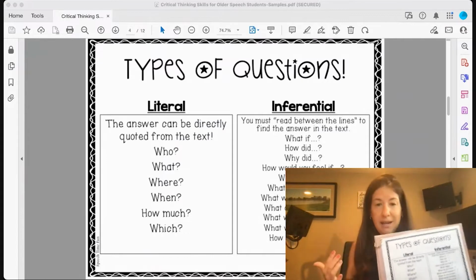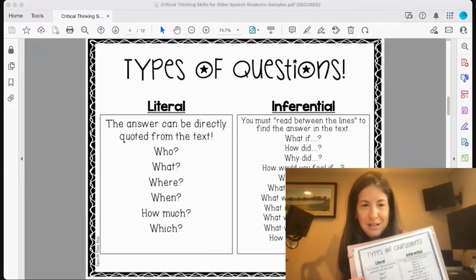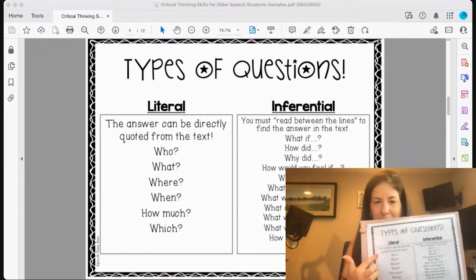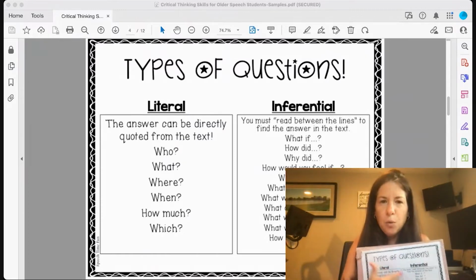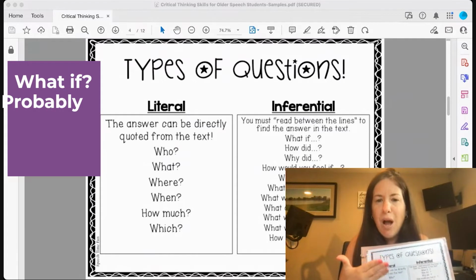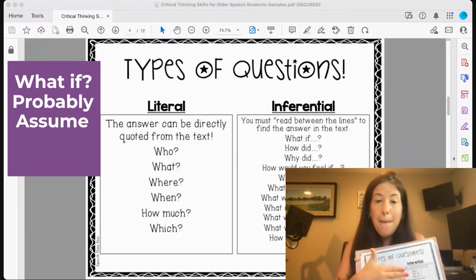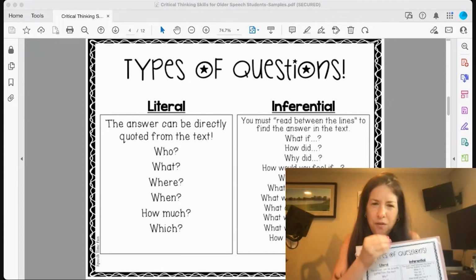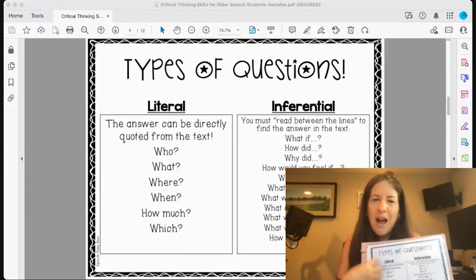Where did the main character go? That's right there in the text. When did the main character get surprised? Right there in the text. But if I see question stems with the words what if, probably, assume, maybe, might have, those words are not so definitive, and those answers are not going to be right there in the text.